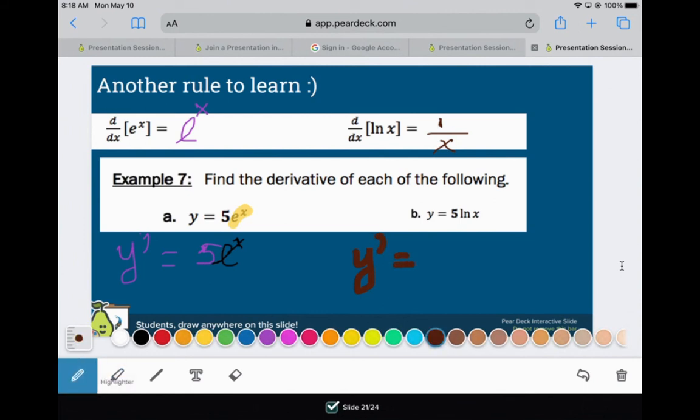The 5, we just rewrite that. I'm going to multiply it with the derivative of natural log, which is 1 over x. So I'm just going to simplify. I'm going to multiply across. So my answer is going to be 5 over x.